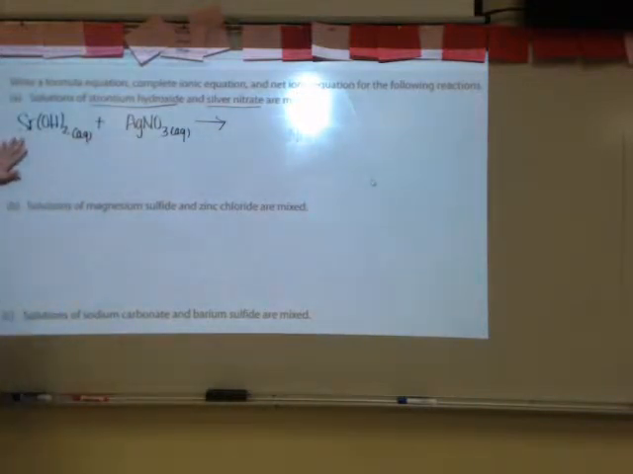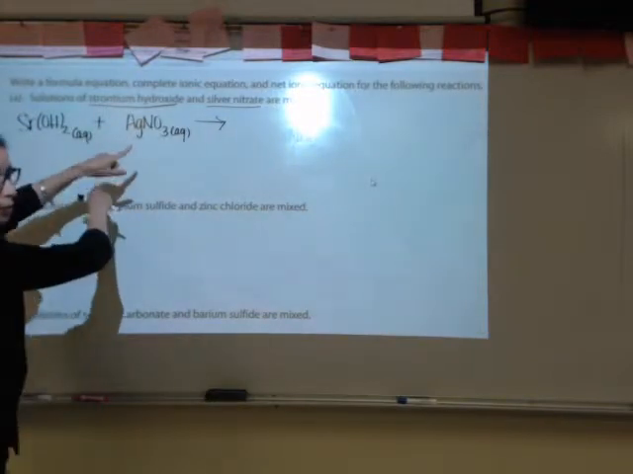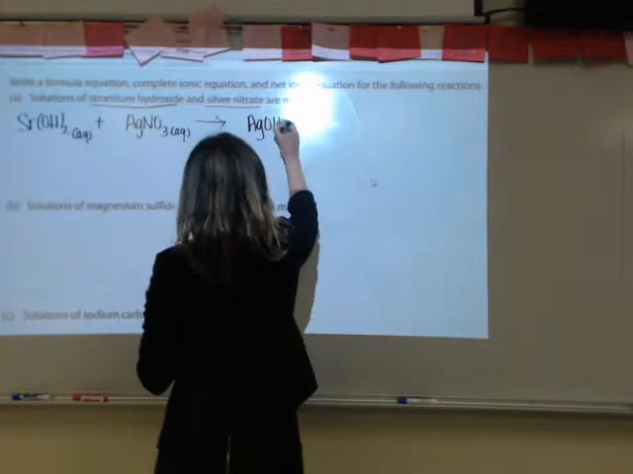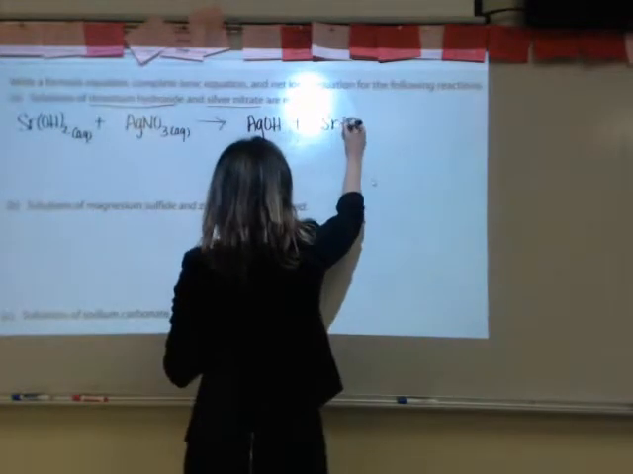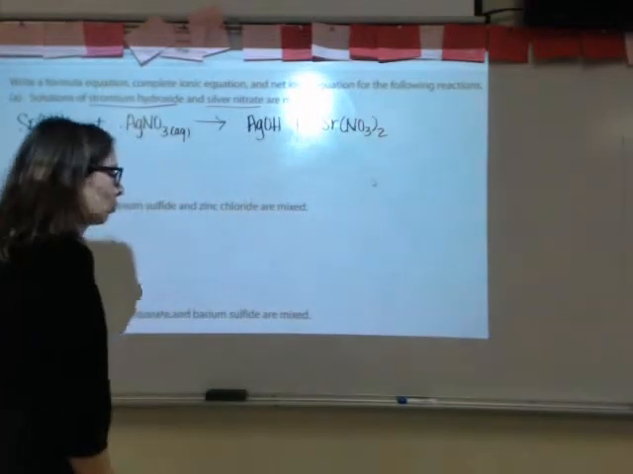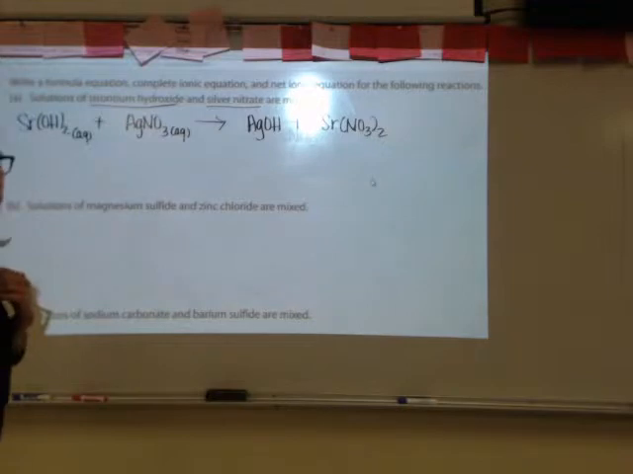This is a double replacement reaction, so the strontium and the silver ions will switch places. I'll get silver hydroxide and strontium nitrate. Now what I want you to do is look at your solubility rules and tell me, what will the state of matter be for my products?